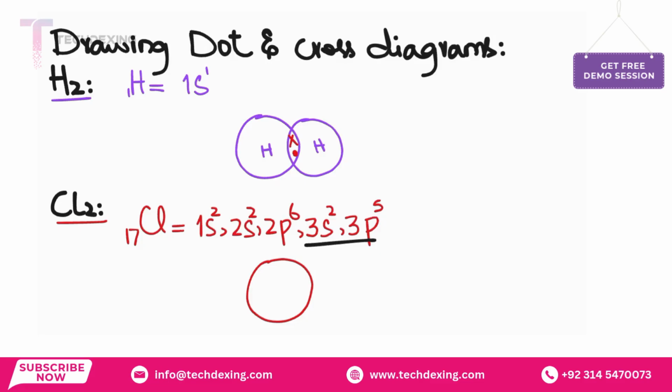So keep in mind that when you're going to draw the dot and cross diagram, no matter whether your atom has the p orbital as the valence subshell, or any other orbital, the circle is representing the last electronic shell, not any type of subshell. So it is the circle which is showing you the chlorine.